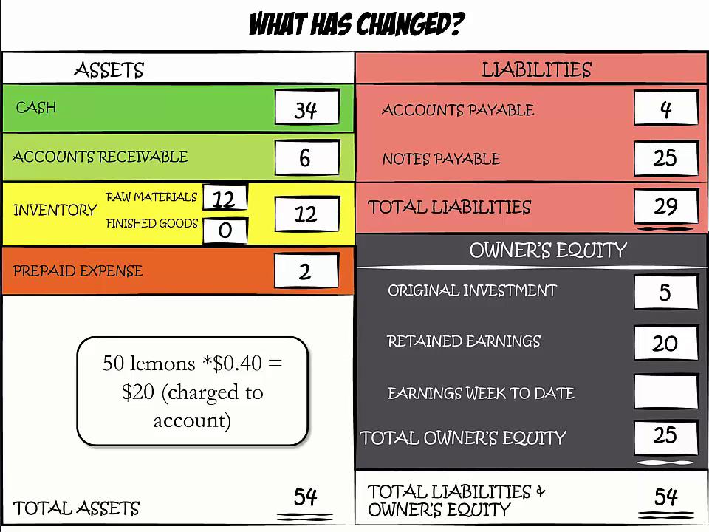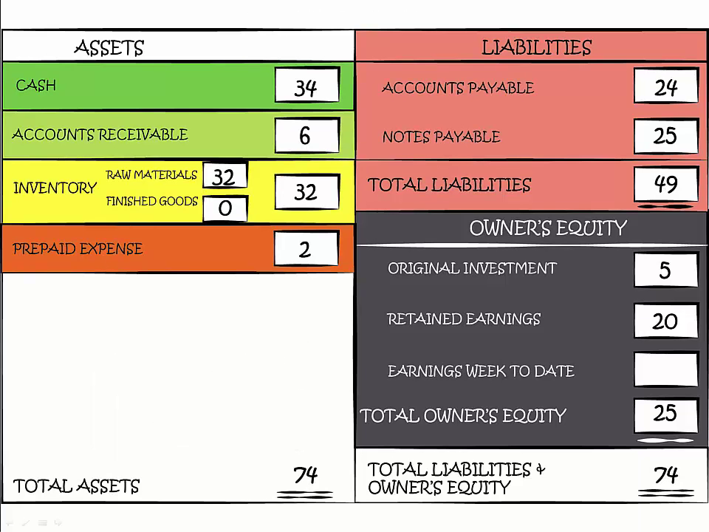What do we have to change on the balance sheet to reflect this purchase of 50 lemons for $20? You can pause the lecture video to think about it first. We added $20 under raw materials, bringing it up from $12 to $32. We also added $20 under accounts payable to reflect that you still have to pay $20 to the grocer.